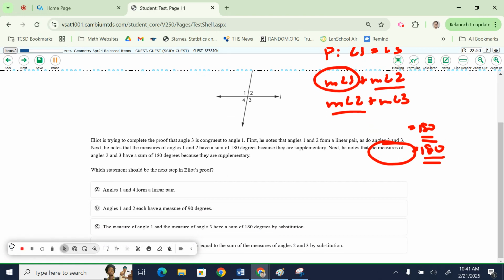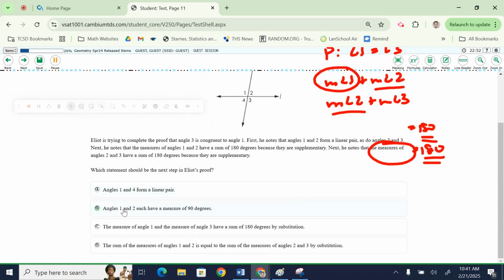Okay, so it says that angles 1 and 4 form a linear pair. That is true, but I don't think that helps us. We need to talk about angle 1 and 3, so we're not going to choose A.